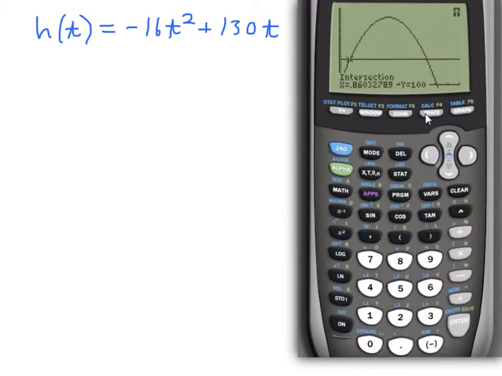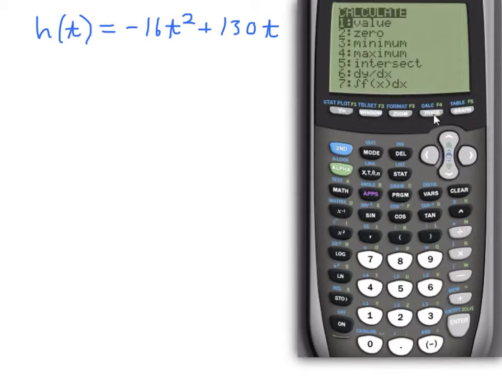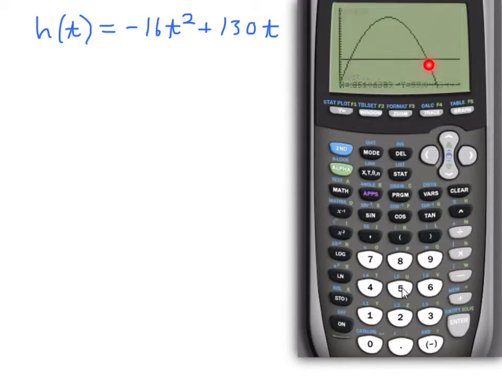And then I'll do this again. So second and then trace. And then intersect. And then first curve, you just hit enter. And second curve, just hit enter again. And then for a guess, move it over closer to this other side. And then hit enter. And then it gives us the solution 7.26 seconds. And that is also the same that we got when we used the quadratic formula.